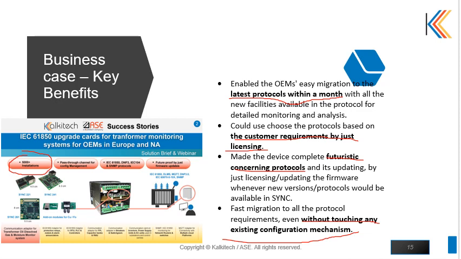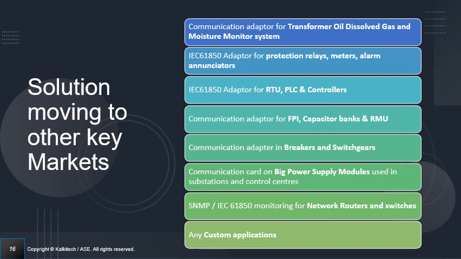So this provides enormous benefit for the customer, not only on the transformer monitoring front, but for all other customers. This provides a key benefit. And we have already supported this solution on other platforms as well. So this is the one which we have highlighted in this case study. Other platforms are protection relays, meters and alarm annunciators, 61850 adapters, then PLC, RTU and controllers, then FPI, capacitor banks or RMU, breakers, switchgears we have provided.